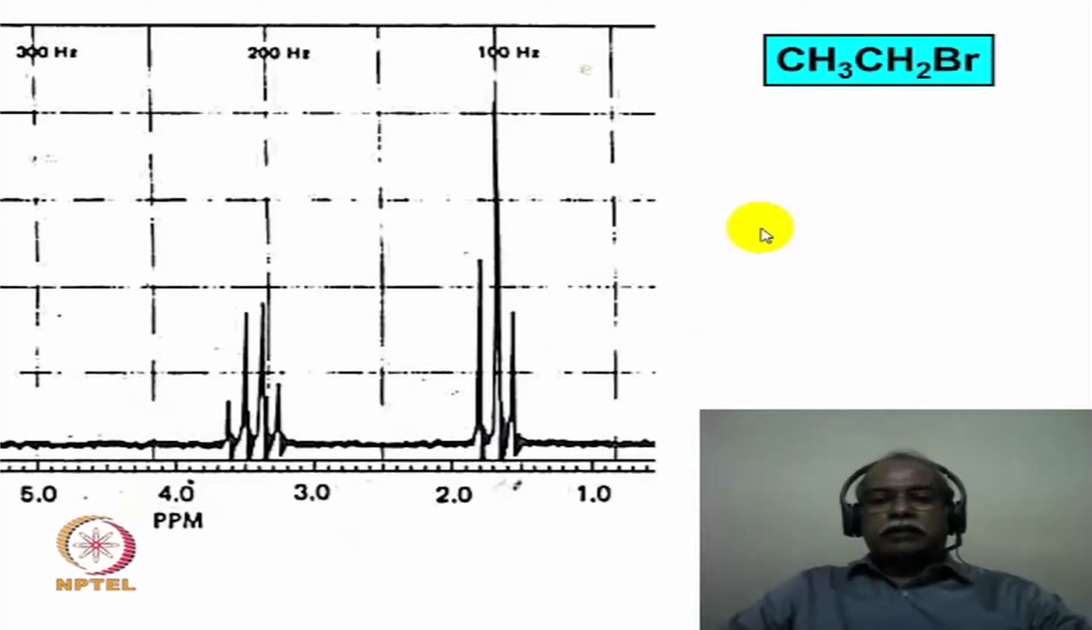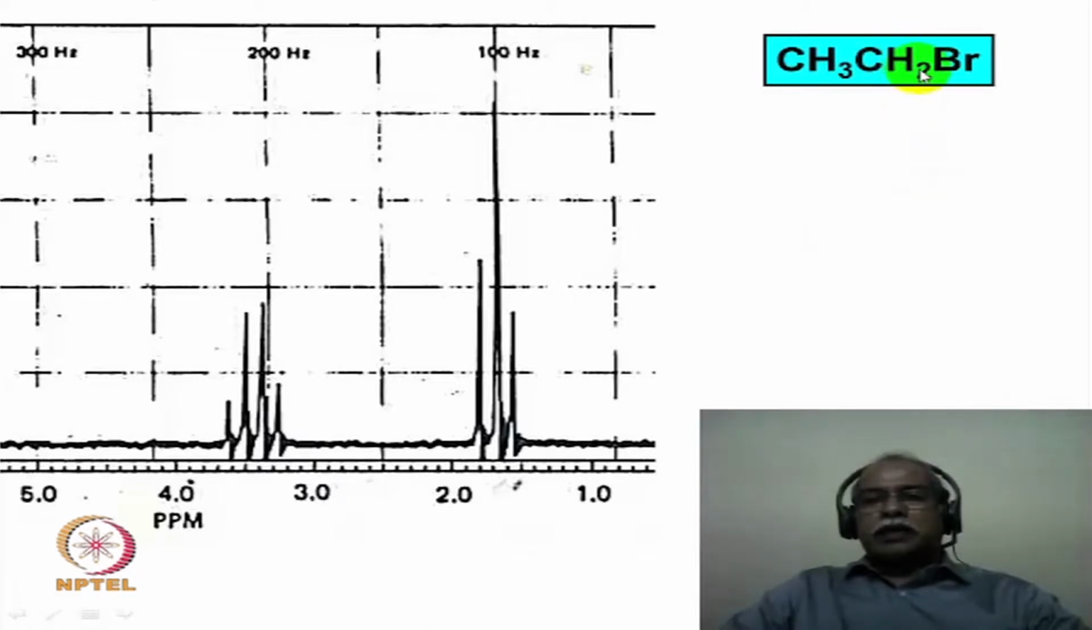Ethyl bromide is what is shown here, the spectrum of ethyl bromide. Ethyl bromide contains a CH3 and a CH2 group. So the CH3 will appear as a triplet because it will be split by the adjacent two hydrogens of the CH2. This triplet appears in the region of 1.6 ppm or so. And the CH2, which has three adjacent hydrogens, will be split into a quartet. So one observes a quartet around 3.5 ppm or so.